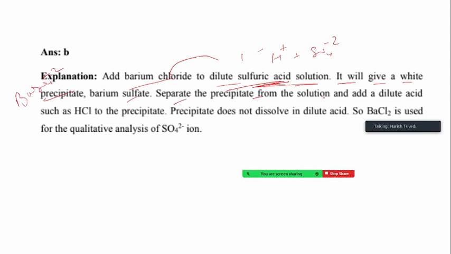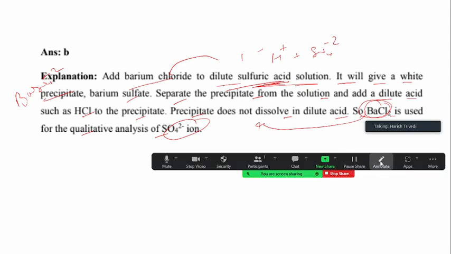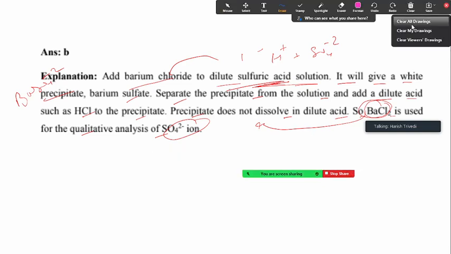Separate the precipitate from the solution and add dilute acid such as HCl to the precipitate. The precipitate does not dissolve in dilute acid, so barium chloride is used for the qualitative analysis of sulfate. Don't confuse with this thing. It is sufficient: when you add barium chloride, it will give barium sulfate, and that is sufficient for qualitative and quantitative analysis of sulfate.